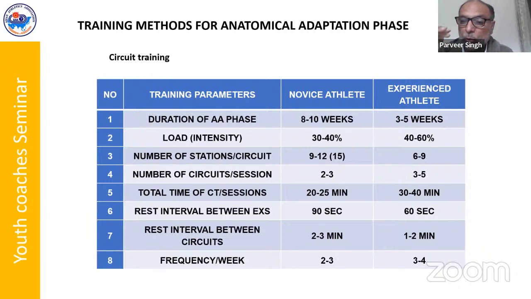Then because the load is low, you can go for a high number of repetitions. That will develop your strength endurance also. That will fulfill your purpose of somehow hypertrophy also. And the number of repetitions depends upon the exercise, so according to the exercise, you can have more and more repetitions. And for the rest interval, you can have nearly 1 minute between sets. But if you feel your athlete is tired, you can extend the rest interval.